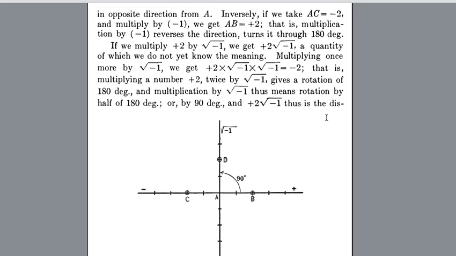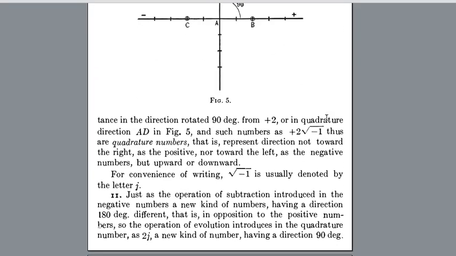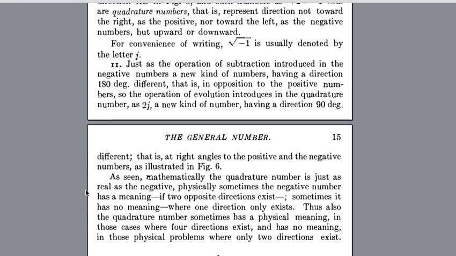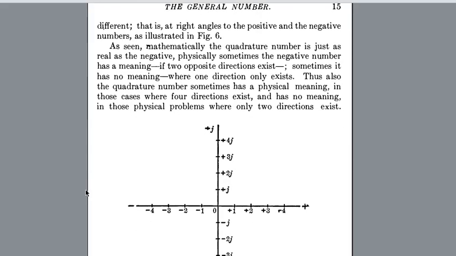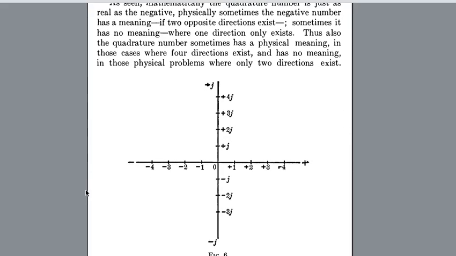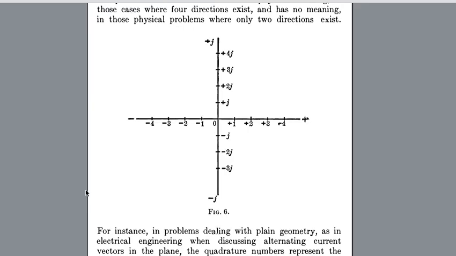3. These numbers are not aligned with the usual left-right directions of positive and negative numbers. Instead, they represent directions up and down, creating a new axis of representation. 4. For convenience, the square root of -1 is commonly written as the letter J, or I in some contexts. Quadrature numbers in applications. 1. Steinmetz explains that quadrature numbers are useful in situations with four possible directions, such as in electrical engineering when dealing with alternating current vectors.